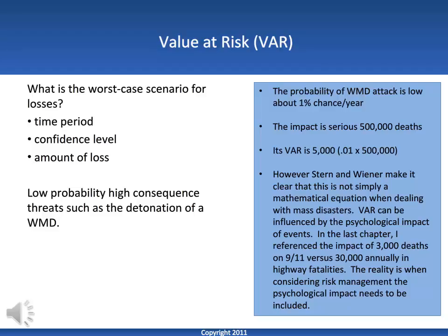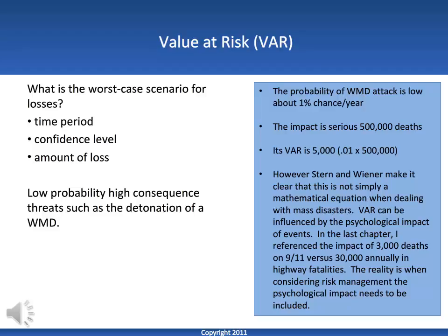In most reality, the value at risk is a look at the low probability, high consequence event. So let's take a look at an example. Let's say the probability of a weapon of mass destruction attack is low. We'll say at about 1% a year, okay? But the impact of this is so significant, say 500,000 deaths, that when we do the math on this, we come out very quickly with a value at risk at 5,000. So if this is a value at risk at 5,000, we need to spend some attention to it.